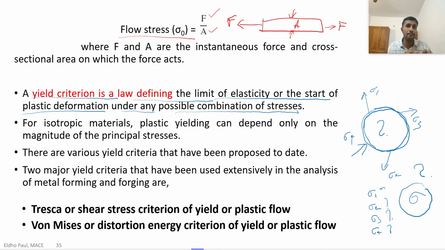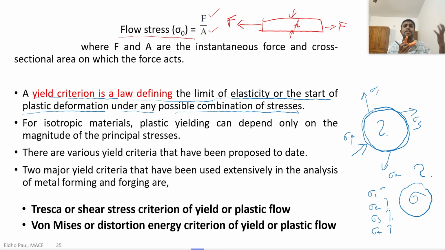But in the case of metal forming, we need permanent deformation. We have to apply a stress greater than the yield point, or yield strength, of the material for permanent deformation. So in metal forming, the yield strength is the essential condition for plastic deformation.